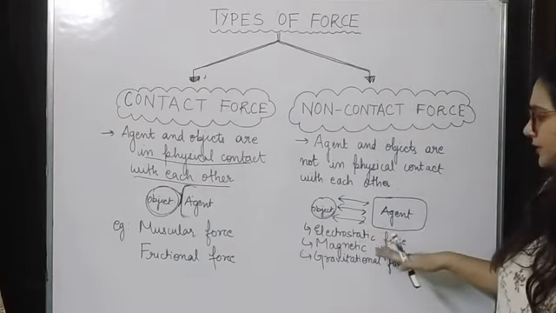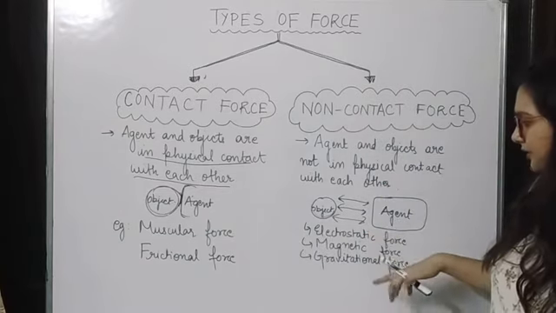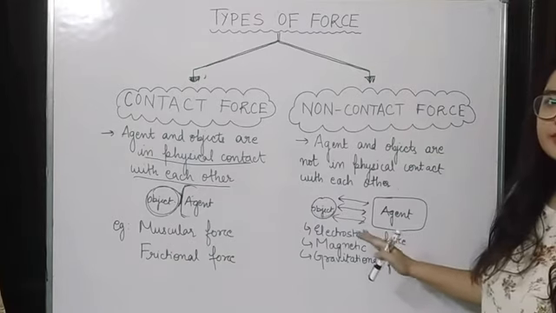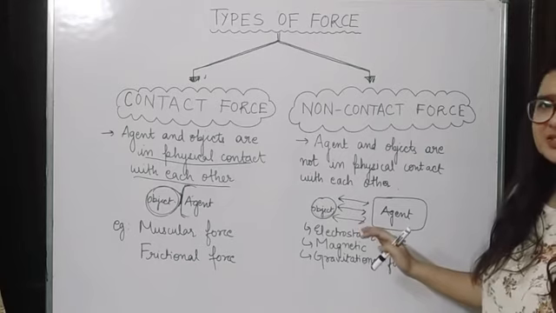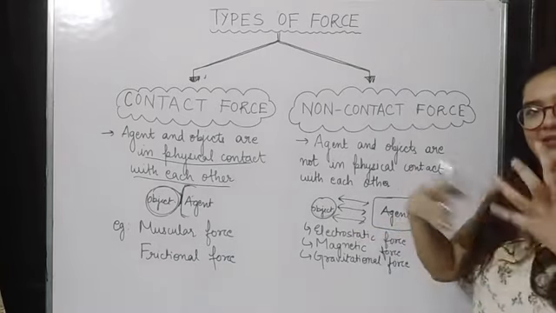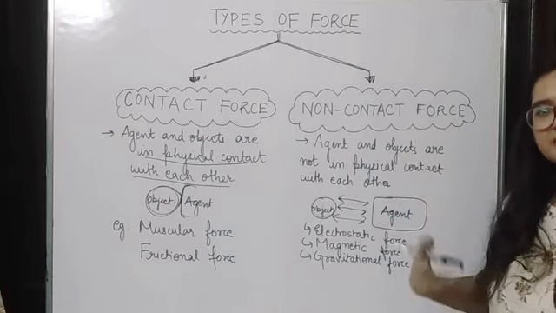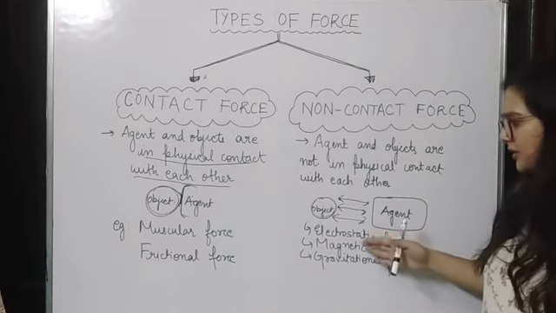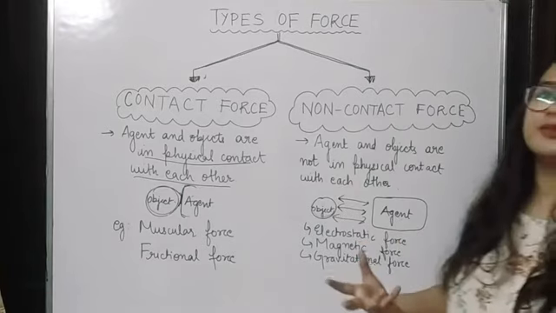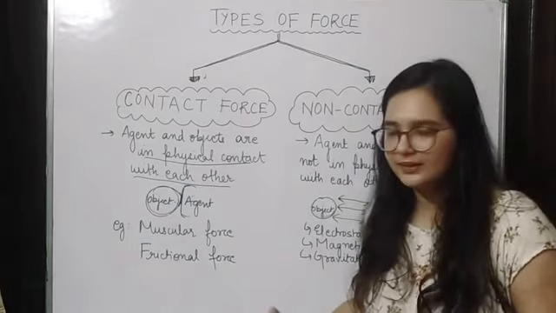For example, first of all, we have electrostatic force, magnetic force, and gravitational force. If we talk about electrostatic force, it is something that is related to charges and electricity. So the force that is related to charges is known as your electrostatic force. And then we have magnetic force. Now, magnetic force means it is something related to a magnet.